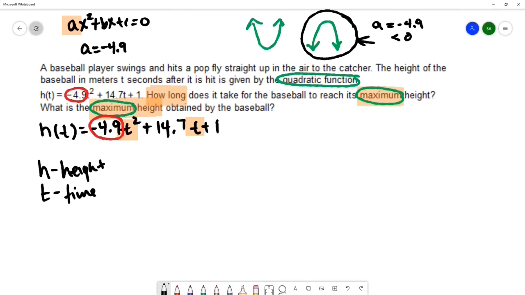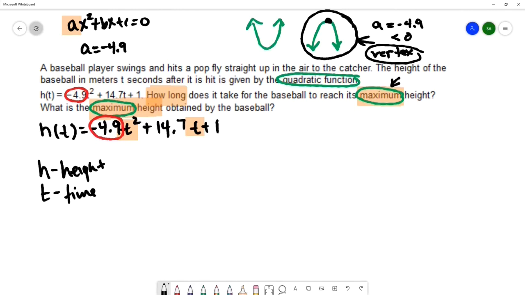And looking at that picture, if we have a parabola that opens down, remember, we're looking for the maximum height. The maximum height is going to occur at the vertex. So I'm going to be able to answer the question that's asked: how long does it take the ball to reach the maximum height, and what is that maximum height, by finding the vertex of this parabola.